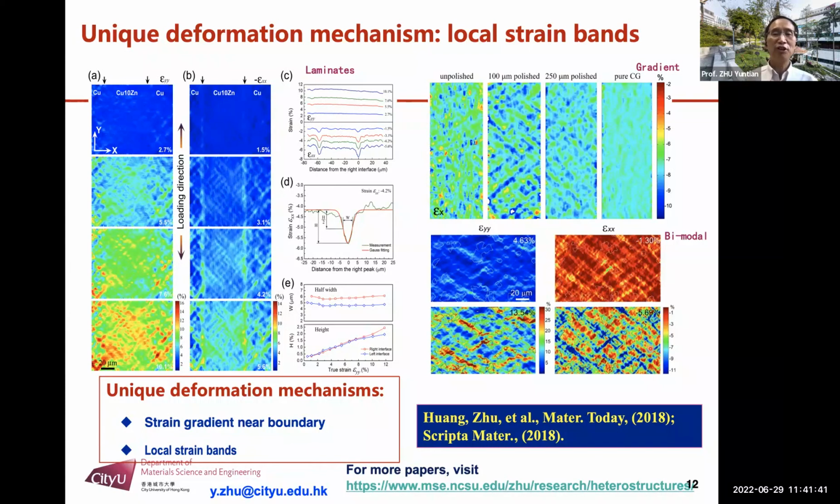Okay, we still are not sure how these local strain bands are related with the GND pile up and other things. So we have a lot of unknown science here for us to study, which is a good thing, again, for researchers like us. Okay, for students also, which means after your PhD graduation, you still have a lot of science to study in this new field.